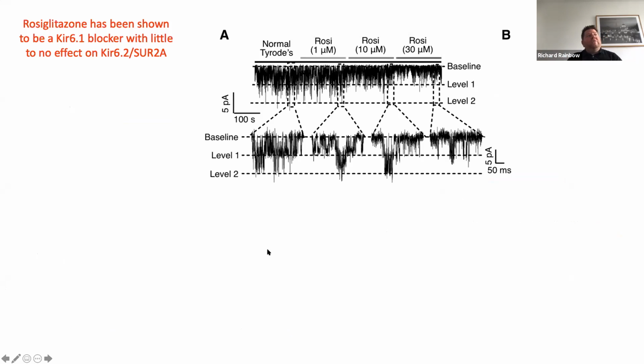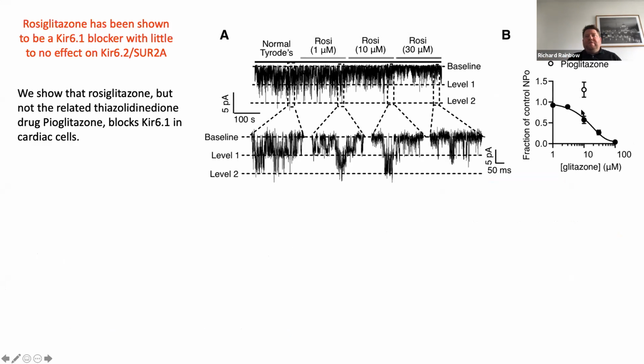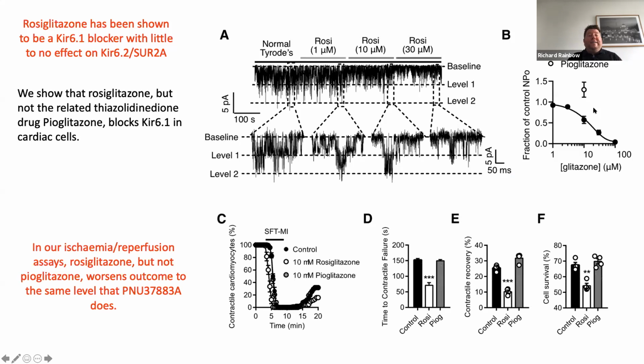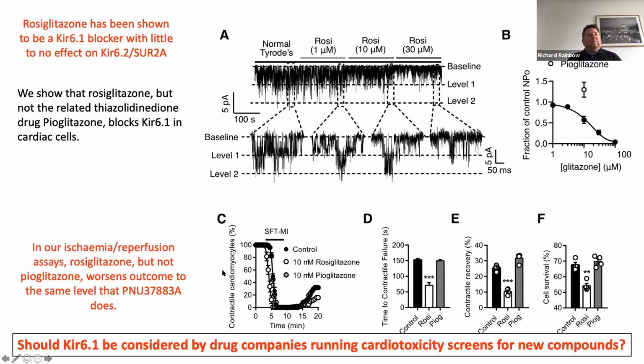But it's also been shown that this drug blocks Kir6.1 with no effect on the other KATP current. So we did a concentration response curve for rosiglitazone, showing we got a reasonable response and inhibition of this channel, but the other compound, pioglitazone, didn't have the same effect on the channel. In fact, if anything, the open probability was slightly higher. And in our cellular assay again, we found that rosiglitazone actually worsened the outcome for the cells, whereas pioglitazone had no effect on it. So again, a different drug blocking Kir6.1 potentially had this negative effect on the cells.